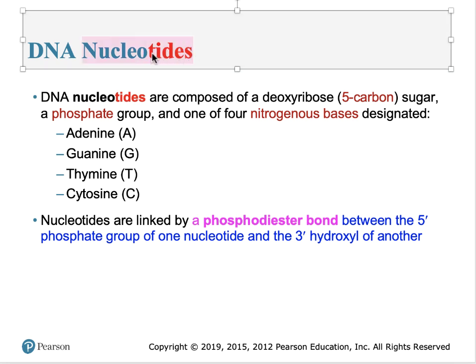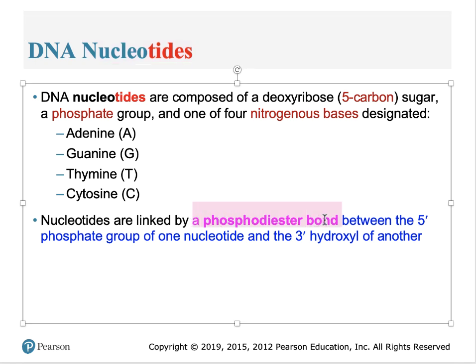That's important because there's something called a nucleoside, which we'll talk about later. But the DNA molecule is made of building blocks known as nucleotides. There are 4 nucleotides across the board. They are adenine, guanine, thymine, and cytosine. And each nucleotide is linked to its neighbors through something called a phosphodiester bond.